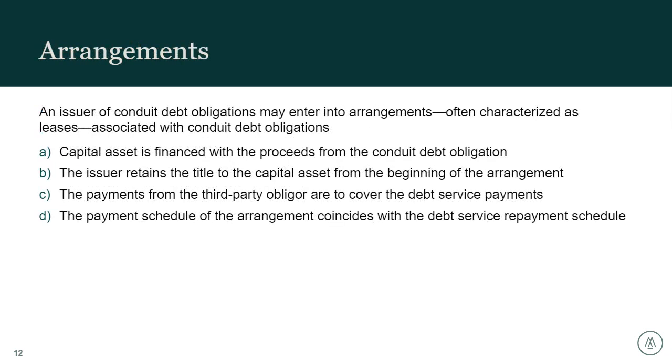An issuer of conduit debt obligations may enter into arrangements that are associated with conduit debt obligations, and those arrangements have all of the following characteristics listed on this slide. The construction or the acquisition of the capital asset is financed with the proceeds from the conduit debt obligation. The issuer retains the title to the capital asset from the beginning of the arrangement. The payments from the obligor are to cover the debt service payments, and the payment schedule of the arrangement coincides with the debt service payment schedule.